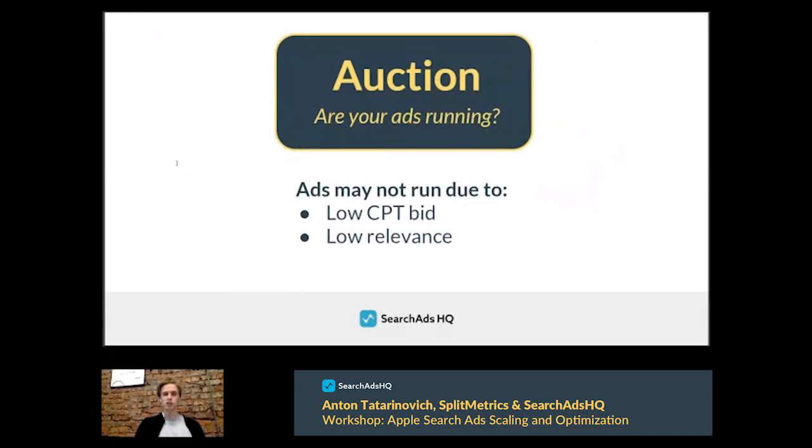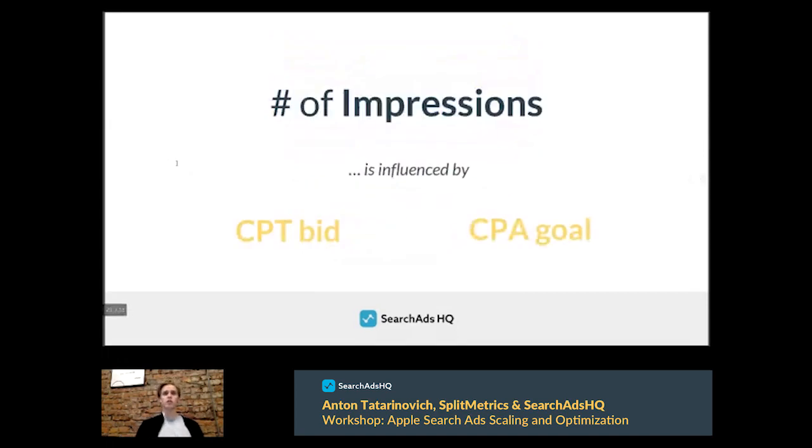Now, on the auction stage, what you need to check is whether your ads are running or not. If your ads are not running for specific keywords, which are believed to be relevant, you should look for the problem in either low CPT bid, you should just increase it to fix this problem, or low technical relevance score, right? To fix this, you need to add keywords to your app metadata or otherwise deny some of the keywords which dump your performance.